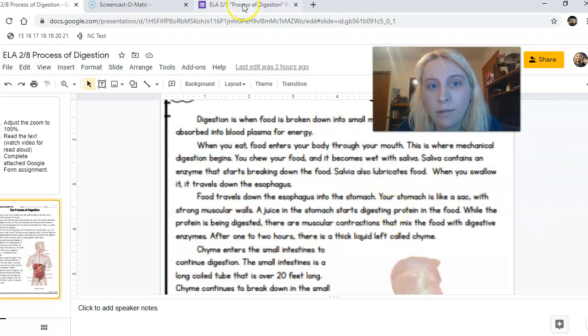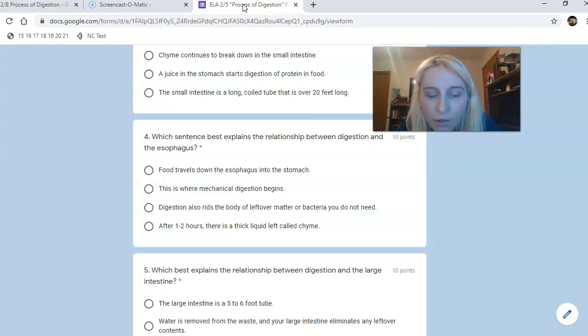All right. So which sentence best explains that relationship? Is it food travels down the esophagus into the stomach? This is where mechanical digestion begins. Digestion also rids the body of leftover matter or bacteria you do not need. After 1 to 2 hours, there is a thick liquid left called chyme.